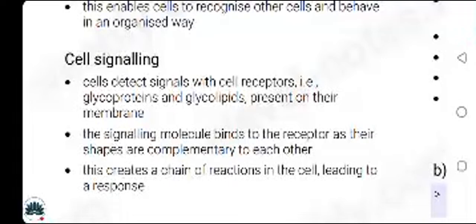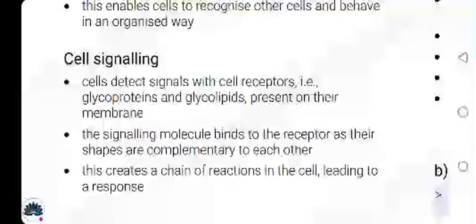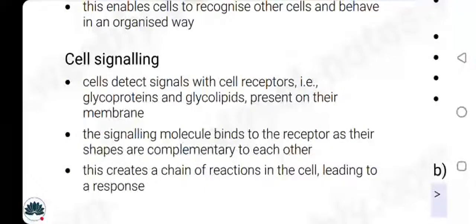The signaling molecule binds to the receptor as the shapes are complementary to each other. As we have already discussed in the enzyme live video, the enzyme has a complementary shape to the substrate, so that the substrate could easily bind to the active site of the enzyme. Complementary means that if the enzyme has a certain shape, the substrate must have a shape which could attach perfectly to the enzyme. So this is called complementary. And this creates a chain of reactions in the cell leading to a response.